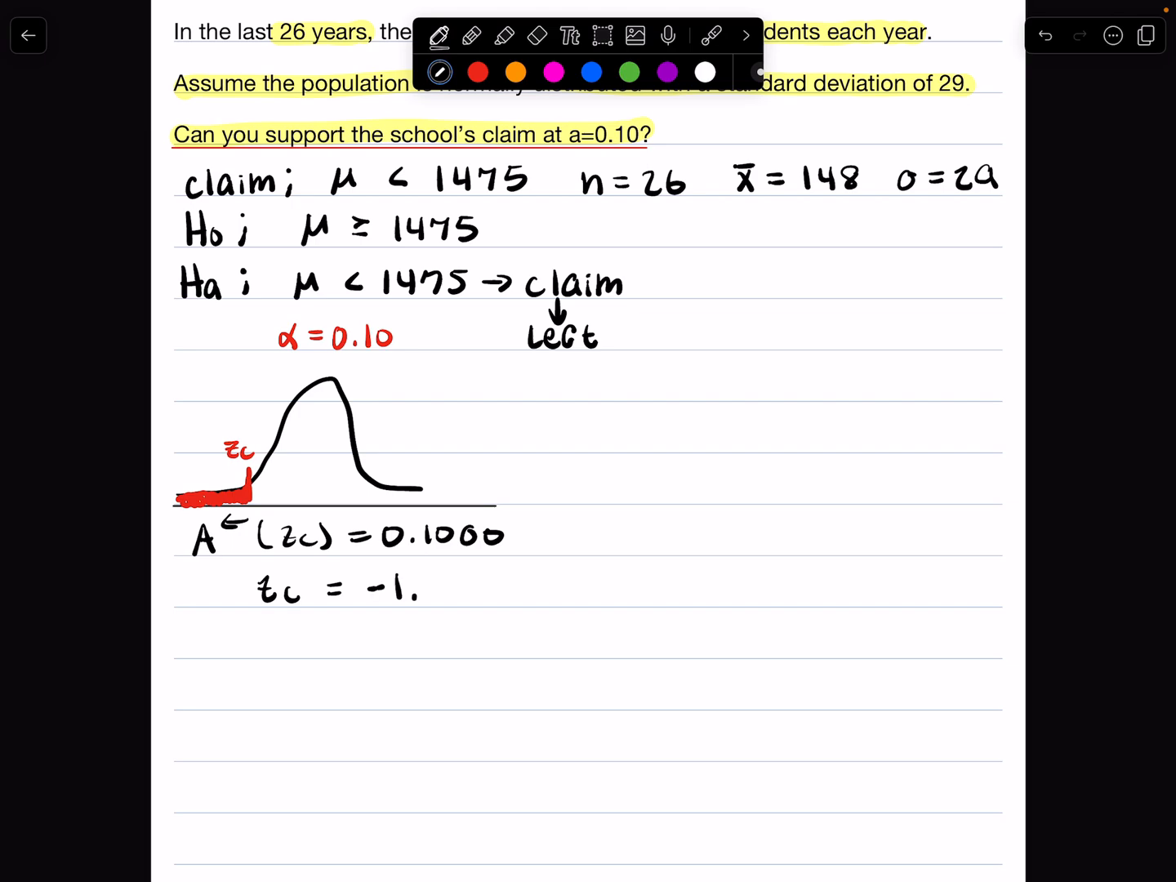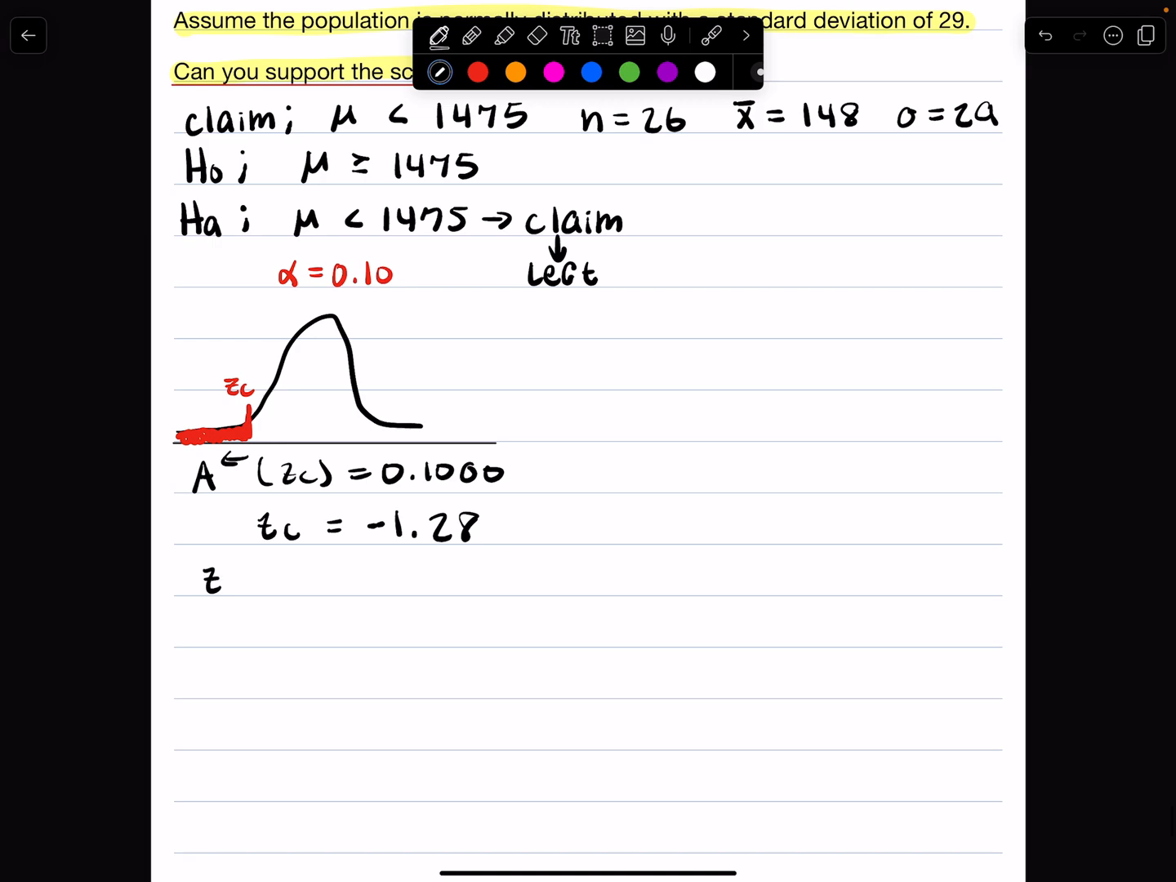Okay, there we go. Negative 1.28. So again, what is this region called? It's called the rejection region, which means if my z-score that we're about to find is in this rejection region, we reject, what do we always reject? The null hypothesis. And so we say if our Z is less than negative 1.28, that means we are going to reject the null hypothesis.